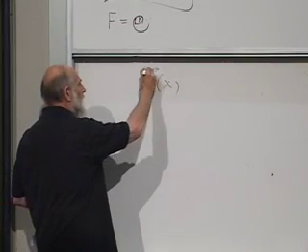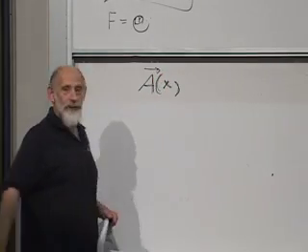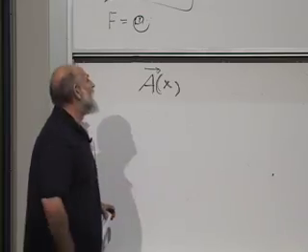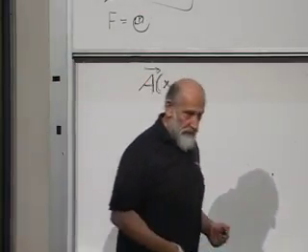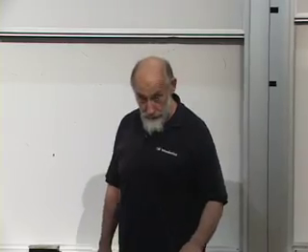A of x varies from point to point. And I want to define a concept called the divergence of the field.